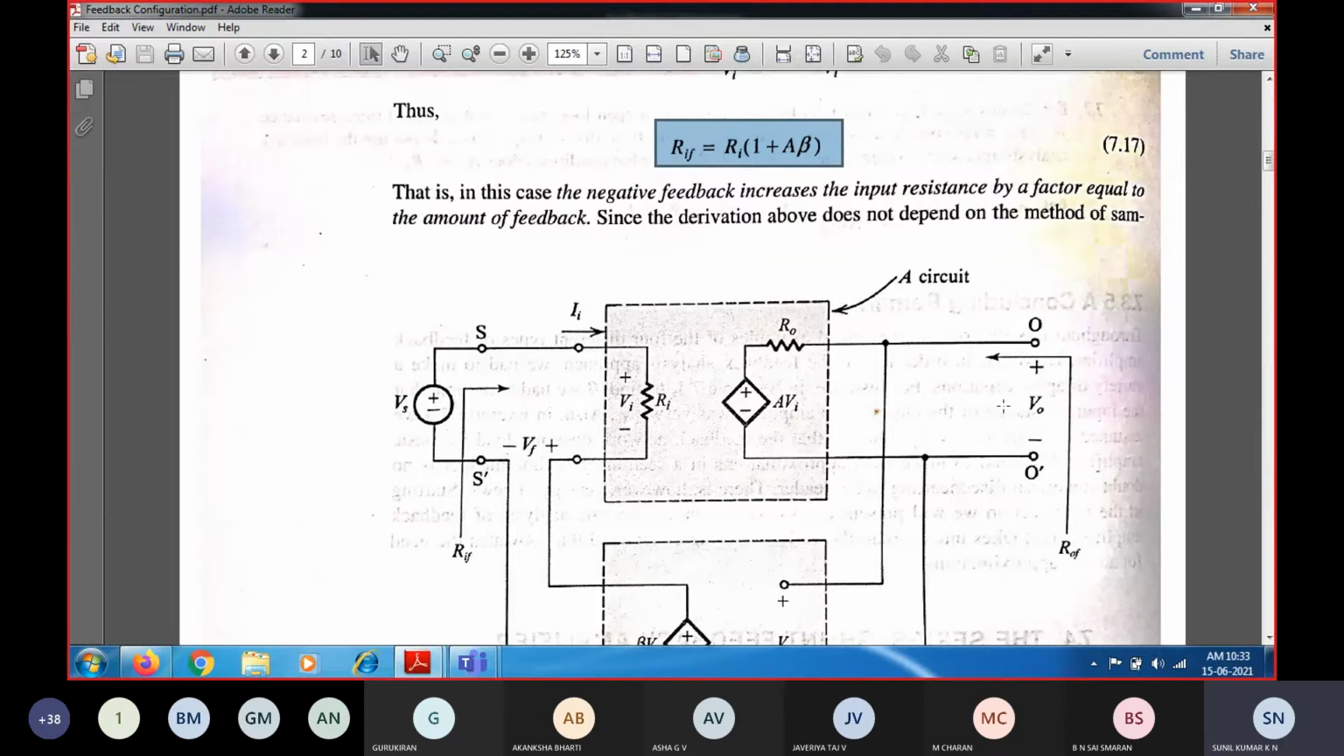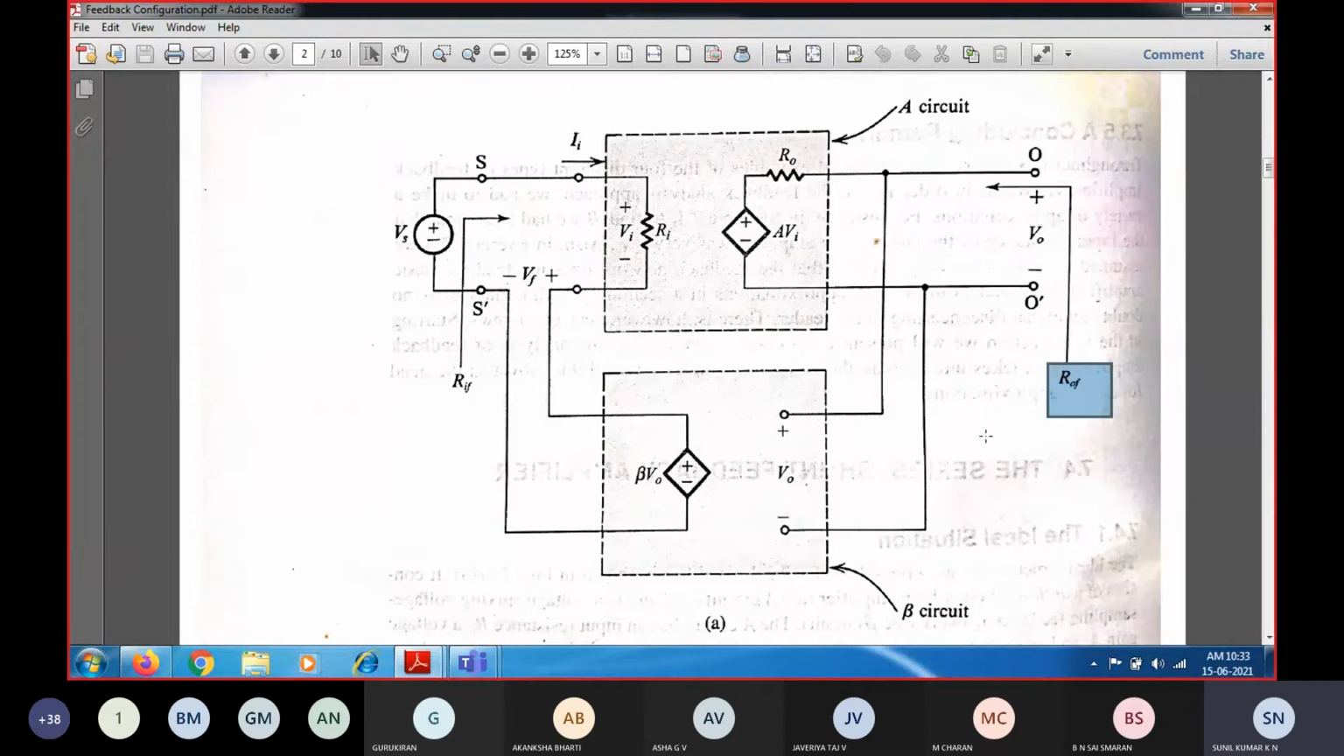At the same time, now we need to find out what is Rof. We have seen the input resistance now. In a similar way, we need to find out the output resistance with feedback. So how are we going to calculate it? In the second chapter, when I was discussing the amplifier circuit, what is the procedure I told? When we need to calculate the output resistance, we are going to remove the signal source and make it a short circuit. If I remove the Vs, I will not get any input.